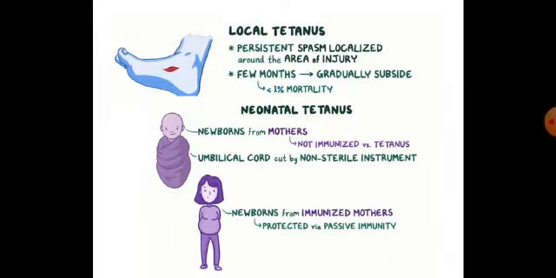Sometimes the spasm is localized around the area of injury, and this is called local tetanus. Another condition is called neonatal tetanus, where the newborn acquires the tetanus from the mother through the cutting of the umbilical cord by non-sterile instruments, while newborns from immunized mothers are protected.